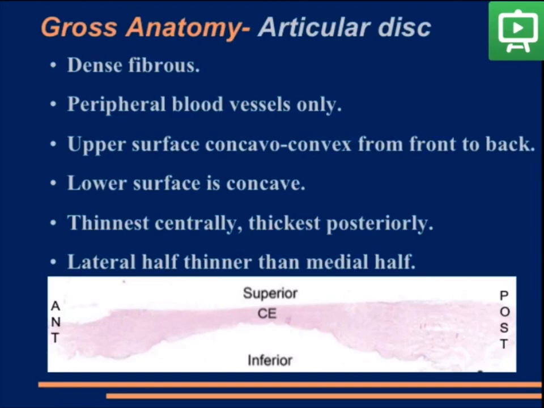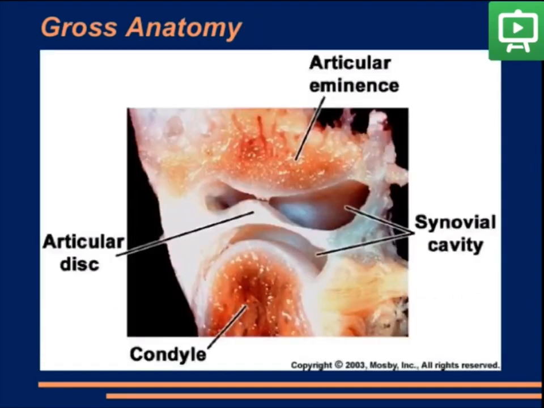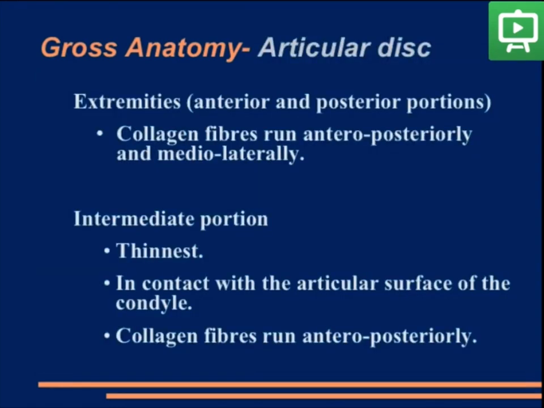The lateral half is limited by no solid boundaries. Again, this is the articular disc. From the extremities, the anterior and posterior portions, it is a fibrous tissue where the collagen fibers run in anterior-posterior and medial-lateral directions.